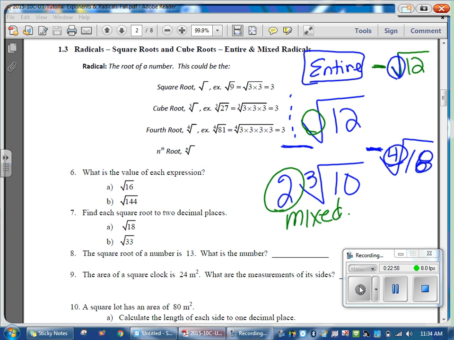If they are perfect squares, we can easily put them in the calculator and get our answer. So root 16 will give us an answer of 4. Root 144 will give us an answer of 12. However, these are not perfect squares. If they're not perfect squares, you leave them like that in simplest radical form. This one is not simplest radical form, I would change it. But this question is actually telling us to solve it to 2 decimal places, so we would put it in the calculator and solve it. Okay, so root 18 to the nearest 2 decimal places.